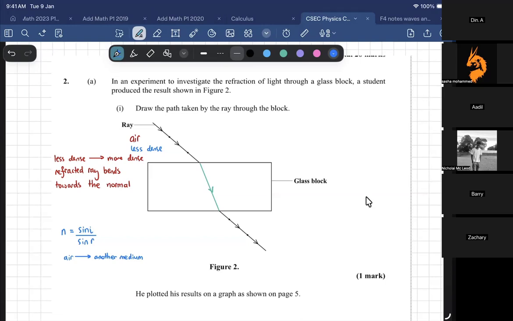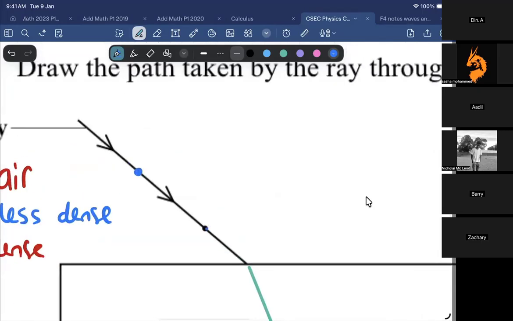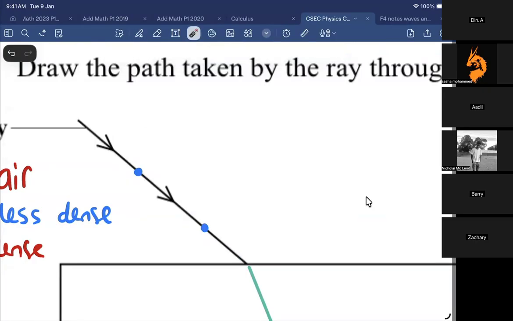Well, you see these little dots over here, I want to explain something. Yes or no? Yes, sir. So for anybody that would have done this lab in real life, what you actually do is you shine a laser and you would take these pins and put two pins so you could trace the path of the ray. Understand?